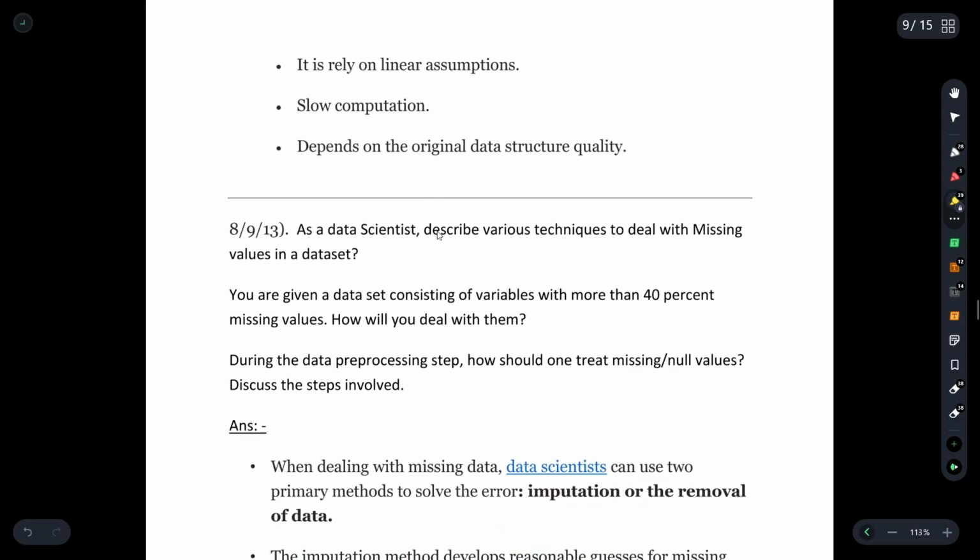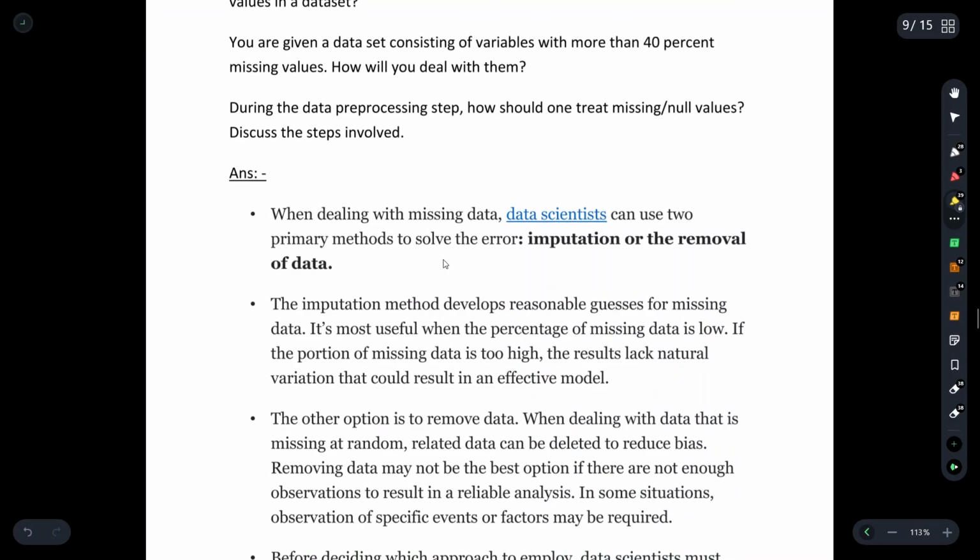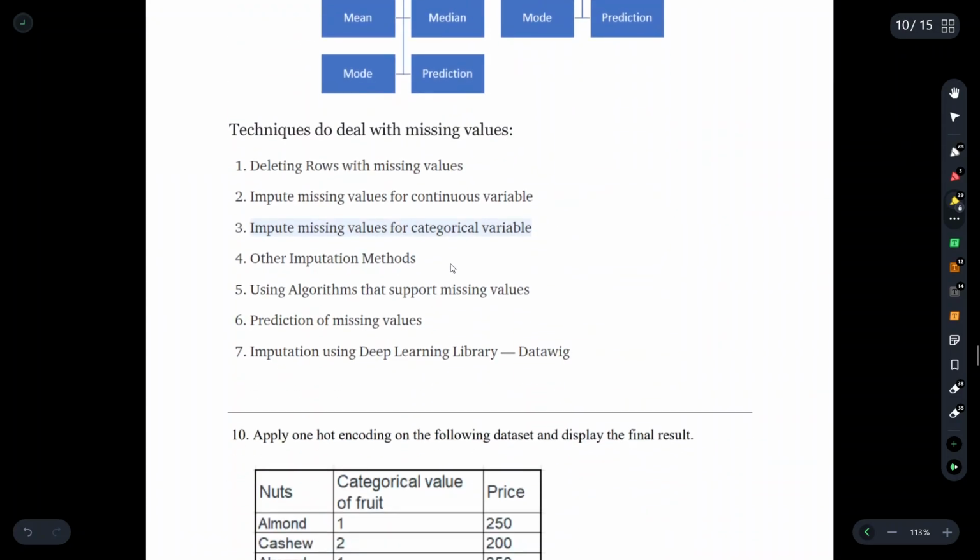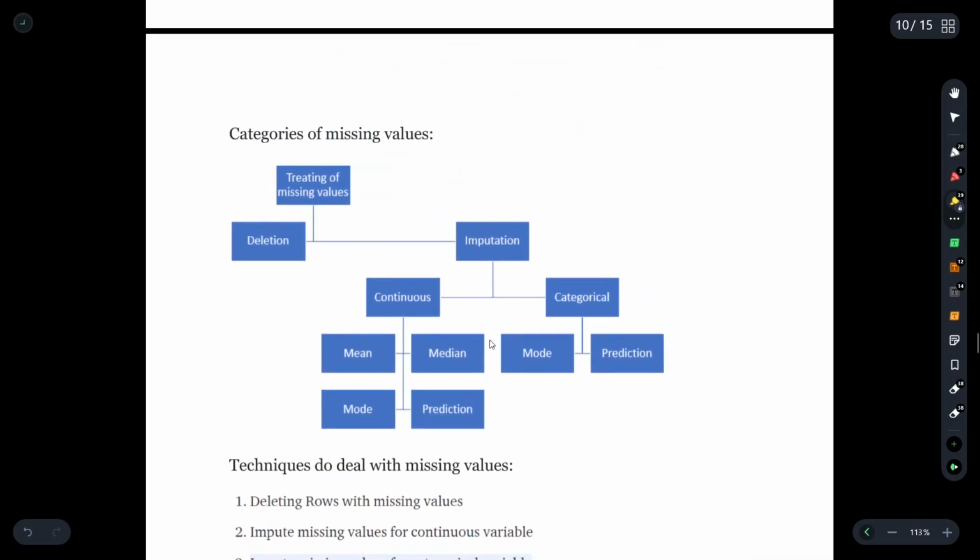As a data scientist, describe various techniques to deal with missing values in a data set. This is a 4 marks question which was asked. Without getting into all this, we can directly see here: deleting rows with missing values, imputing missing values for continuous variables, imputing missing values for categorical variables, other imputation methods using algorithms that support missing values, prediction of missing values, and imputation using a deep learning library.